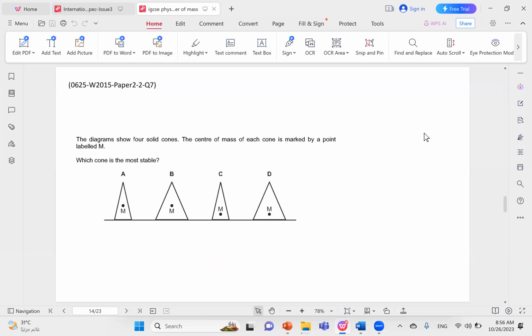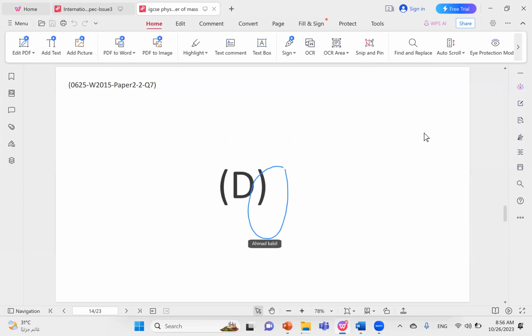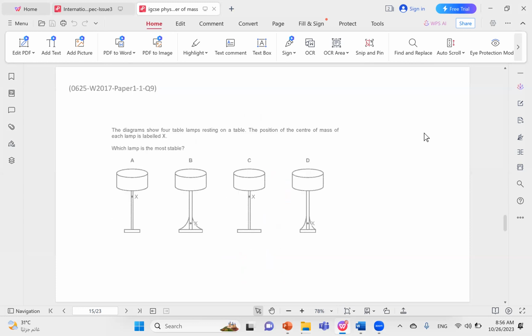We've already done this question before. It's the exact same question, and we got the answer to be D. The diagram shows 4 table lamps resting on a table. The position of the center of mass of each lamp is labeled X. Which lamp is the most stable?